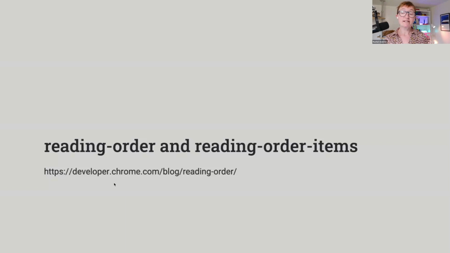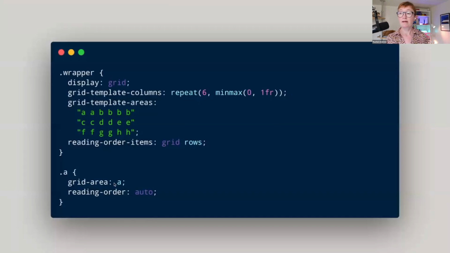I've recently written a blog post on developer.chrome.com explaining how it is going to work if this is what we go with. But very briefly, for items that are positioned on Grid, you might do something like this. Set that you're using Grid and the flow is by rows, using reading order items, then give the children a reading order value of auto to indicate that the reading order rather than the source order should be followed.